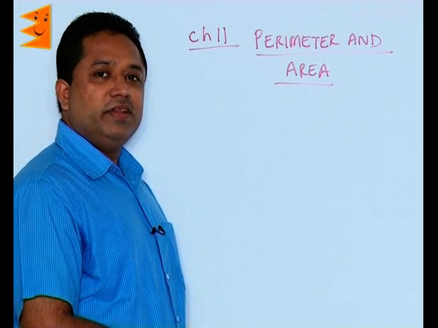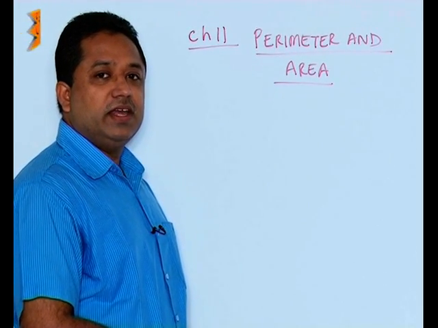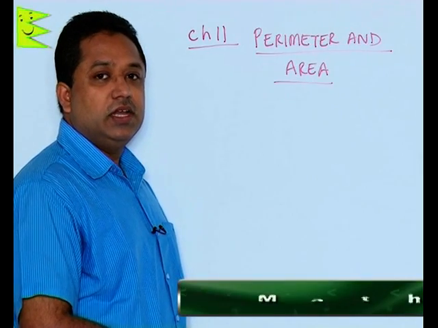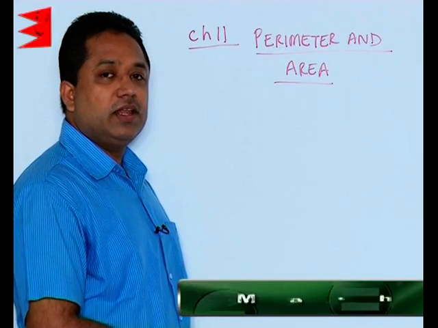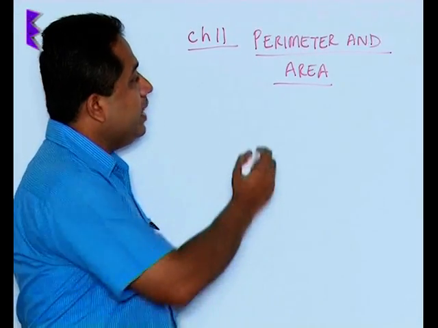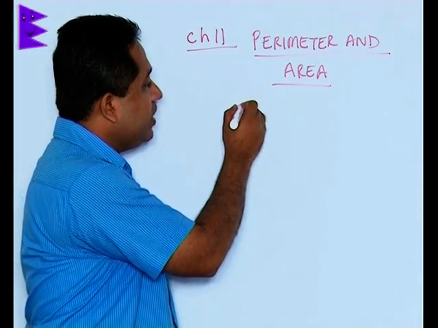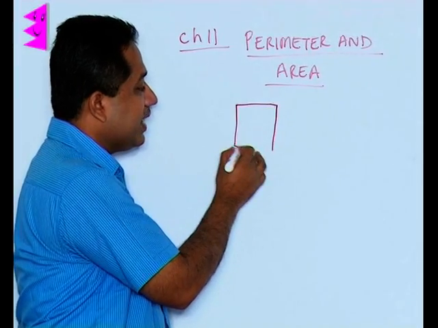In chapter 11, we are going to deal with perimeters and area of different figures. Now, first try to understand what is the meaning of the word perimeter and area. So, perimeter of different figures. Let us say we are going to deal first with squares and rectangles.